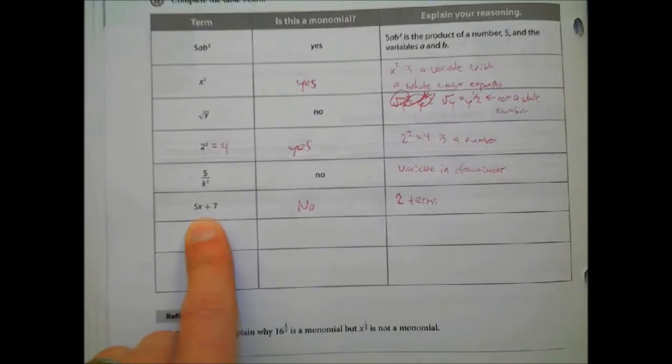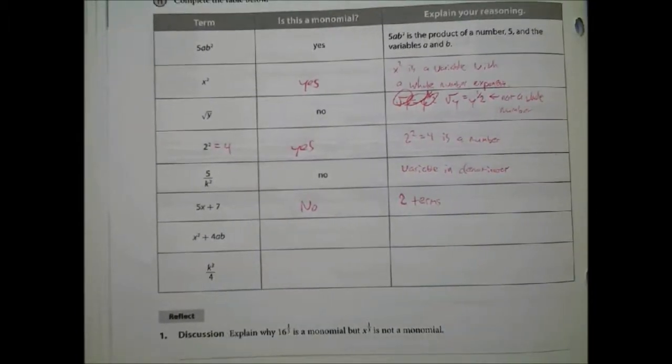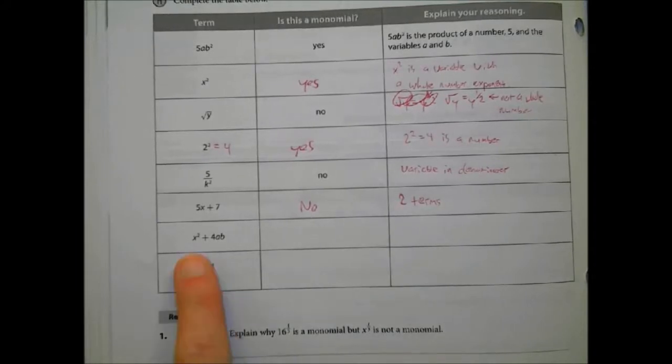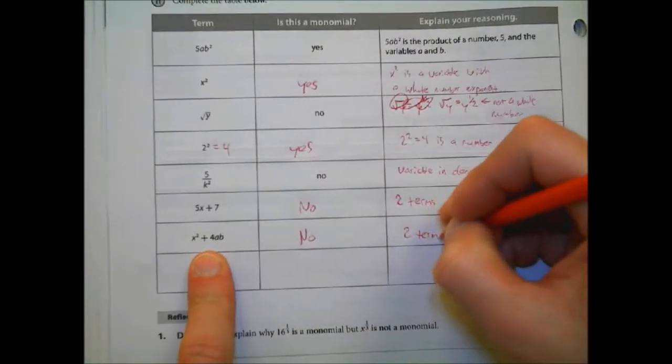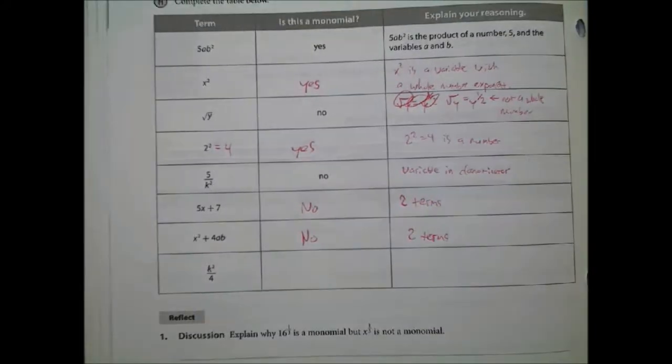Okay. Let's go to Ella. Ella, what about x squared plus 4ab? Monomial? No, 2 terms as well. By the way, if we call a polynomial with 1 term, we can call that a monomial. You can also still call it a polynomial, but we call it a monomial. If it's got 2 terms, what do you think we're going to call it? What's a prefix for 2? Binomial. Like a bike, right? Two wheels, bicycle.